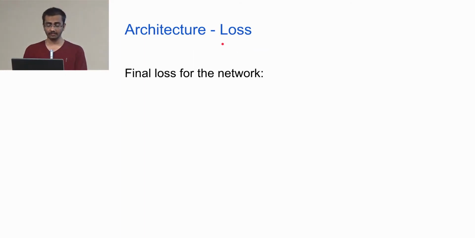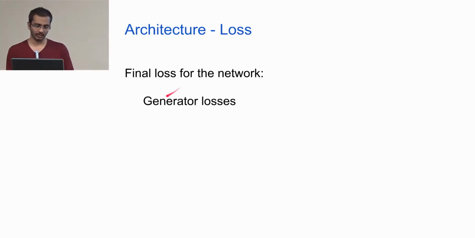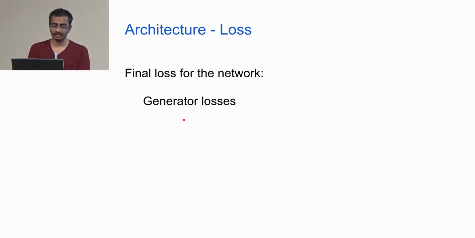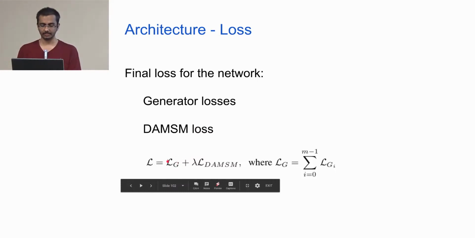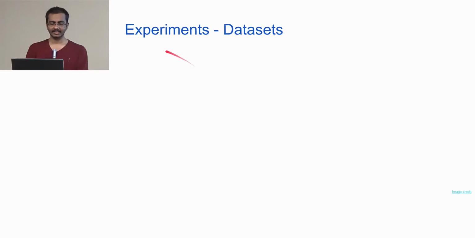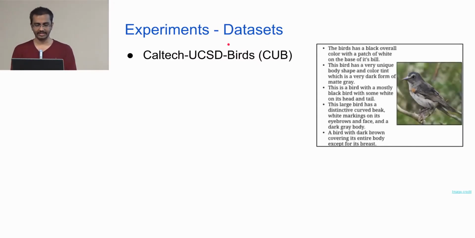Finally, the loss for the entire network. You have your generator losses to consider, and you have your DAMSM loss, and that is formulated in this simple manner where this is a summation as we saw previously plus lambda times L DAMSM. This is just to control the effect of the DAMSM part of the entire thing, and this turns out to be a pretty important hyperparameter as we'll see. Okay, now that we are done with the architecture, let's move on to the experiments that they have conducted, and first we'll look at the datasets.